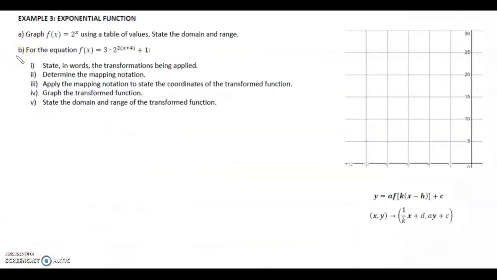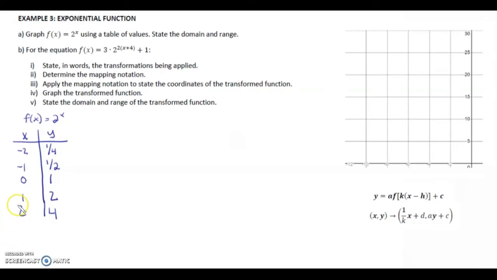Okay, example 3, exponential functions. First we're going to graph f of x equals 2 to the x using a table of values. I'm going to create a table of values that has -2, -1, 0, 1, 2. So 2 to the exponent -2 is 1 over 4. 2 to the exponent -1 is 1 over 2. 2 to the exponent 0 is 1. 2 to the exponent 1 is 2, and 2 to the exponent 2 is 4.